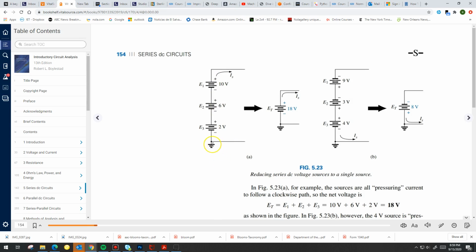One way of looking at this is if you walk from the bottom to the top, you will go negative, positive. So you'll have a gain of 2 volts, right? A gain, because you're gaining 2 volts, meaning that the potential at this point is 2 volts higher than the potential at this point. Same thing for the other one. The potential at this point is 6 volts higher than at this point. The potential at this point is 10 volts higher than at this point.